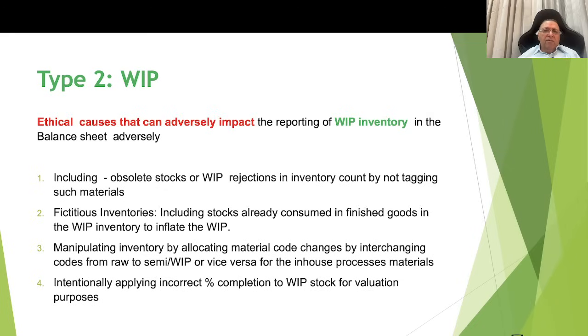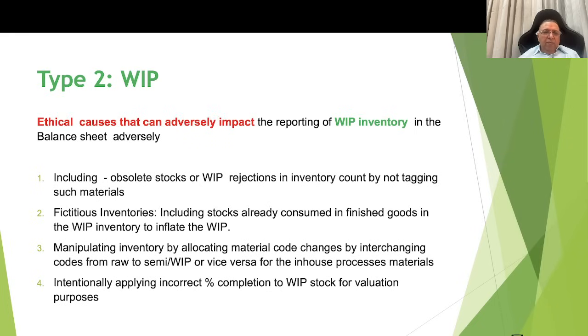Ethical causes that can adversely impact the reporting of WIP inventory. Number one, including obsolete stocks or WIP rejections in the inventory count but not tagging such materials, and counting them as good. Number two, fictitious inventories, including stocks already consumed in the finished goods in the WIP inventory to inflate the WIP.